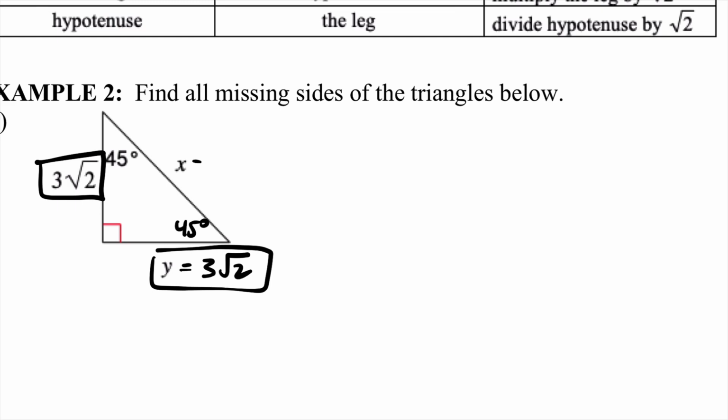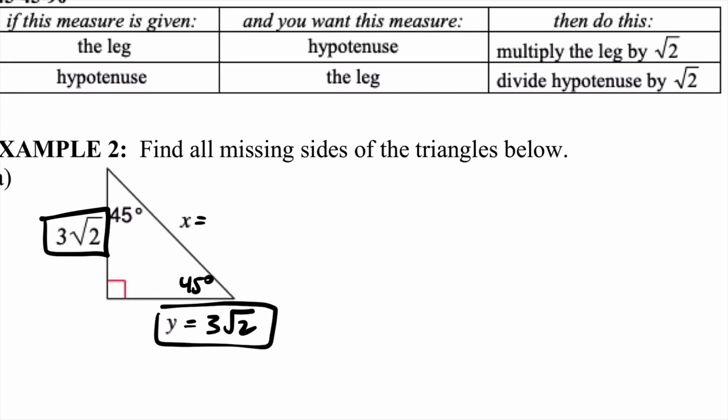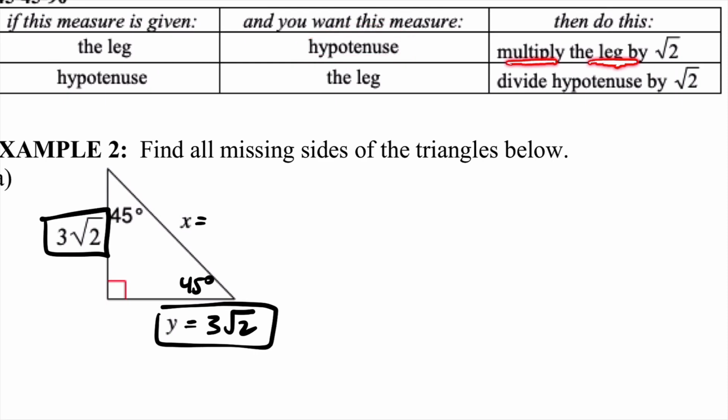Okay, so now I still need to find the hypotenuse, though. So I'm going to go to my table above. If I want the hypotenuse, I have to multiply the leg, either one of them, by the square root of 2, because both the legs are the same. So pick one.